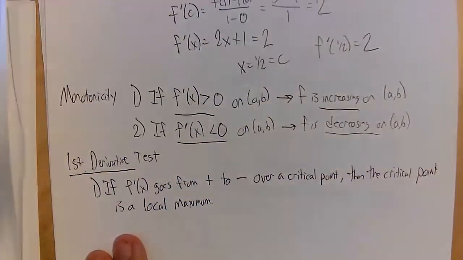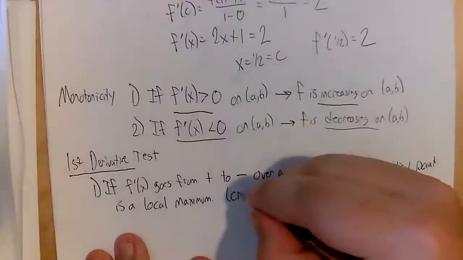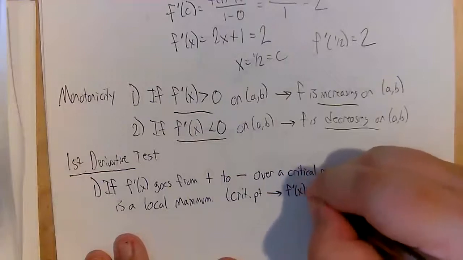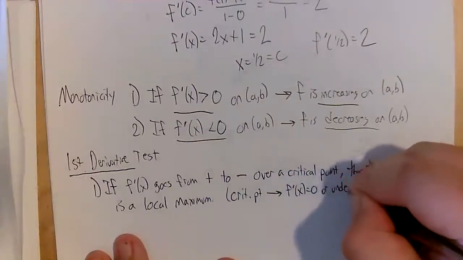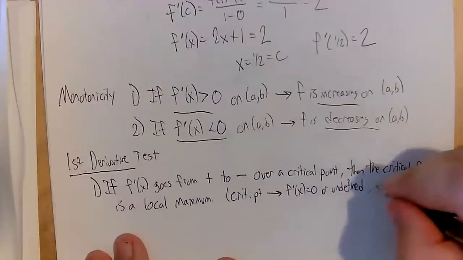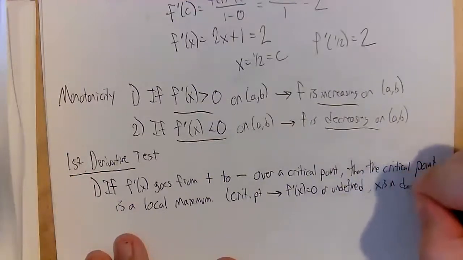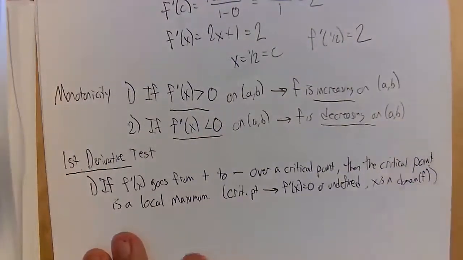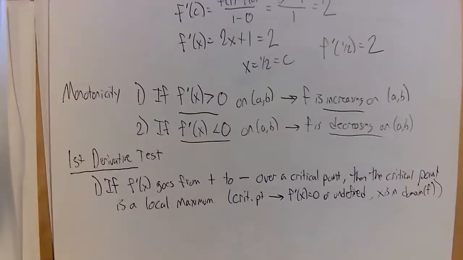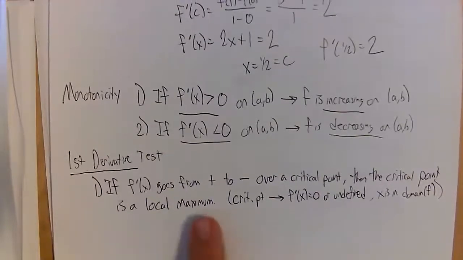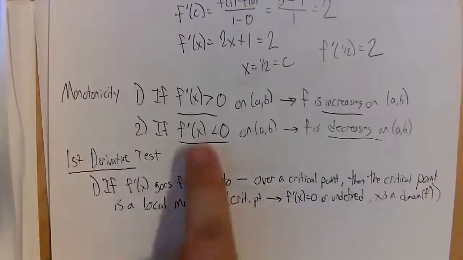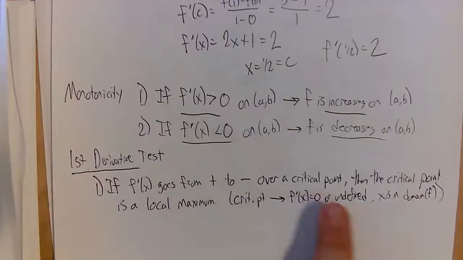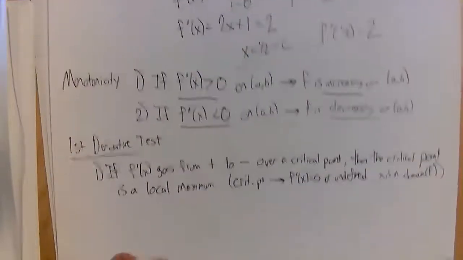So remember what a critical point is. A critical point, as a reminder, is a place where f prime of x is 0 or undefined. And we also have the condition that x is in the domain of our function. All right, so that's what a critical point is. I believe we talked about those in the last lesson. So what this is saying is that if we go from positive to negative, or in light of this, if we go from increasing to decreasing over a critical point, then we're going to have a local maximum there.